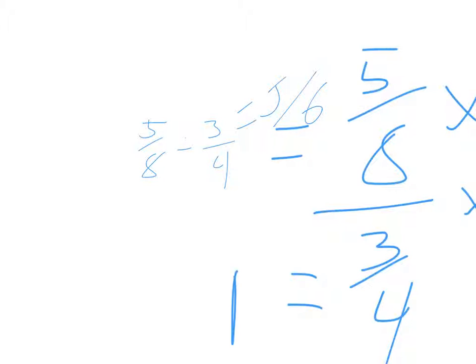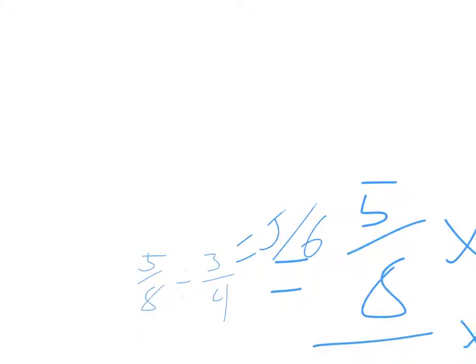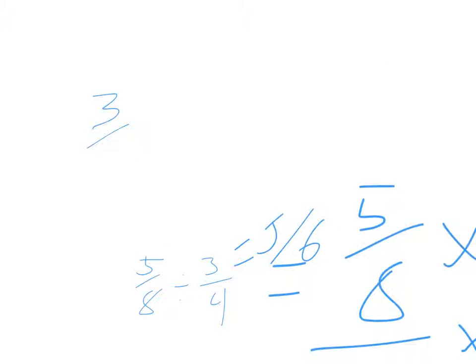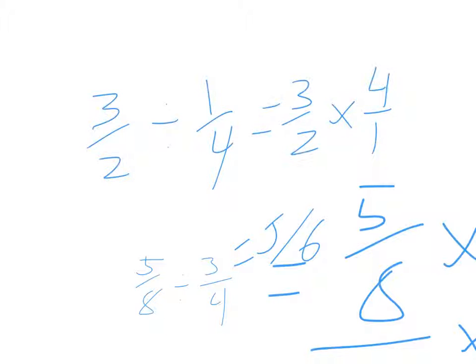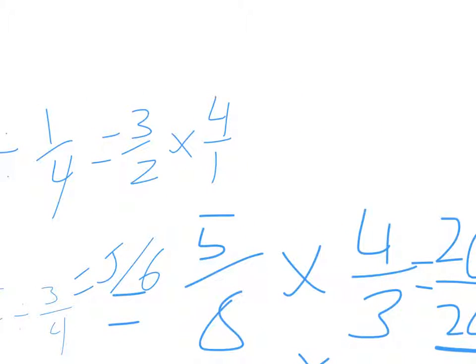I'm going to go back and show you again on this one here. We're going to do 3/2 divided by 1/4 using this method. Basically you get rid of the division, and you do 3/2, which stays the same, times the reciprocal. Flip the 1/4 upside down: 4 over 1. So 3/2 times 4 over 1.